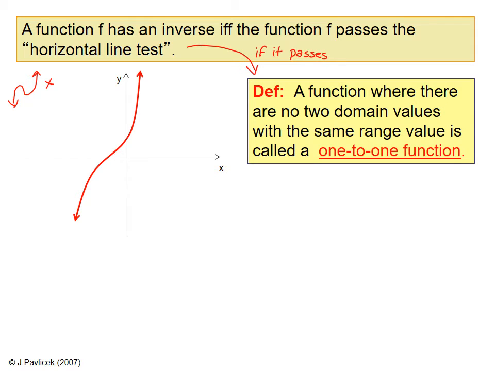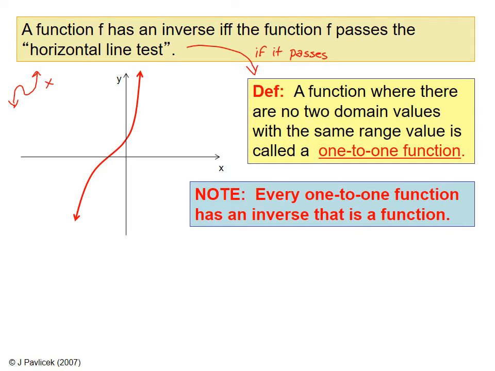When this happens, we say that the function is called a one-to-one function. Okay, so if it passes both the vertical and horizontal line tests, in other words, none of the x's repeat and none of the y's repeat, a function where there's no two domain values with the same range value, it's called a one-to-one function. And so if it has an inverse and it's one-to-one, both of those things go together. That's an if and only if thing. Okay, so every one-to-one function has an inverse because it passes the horizontal line test.